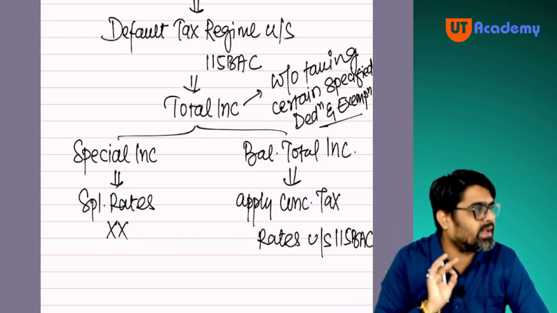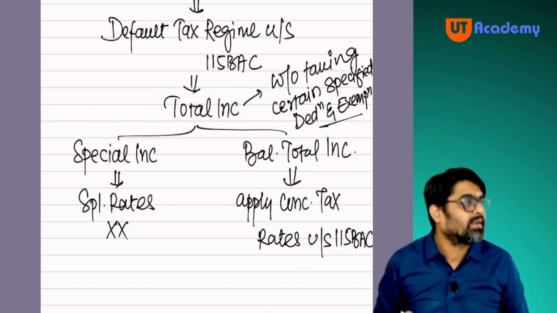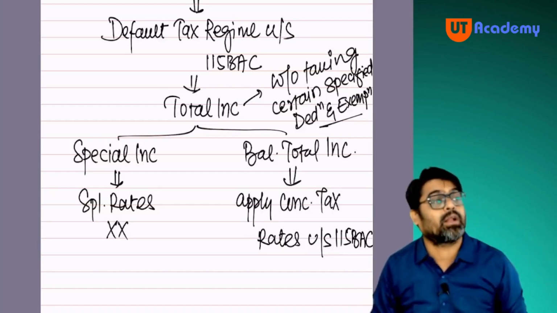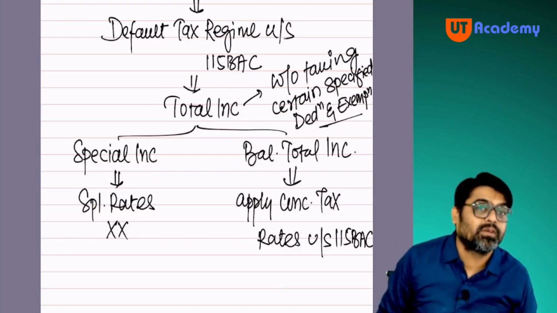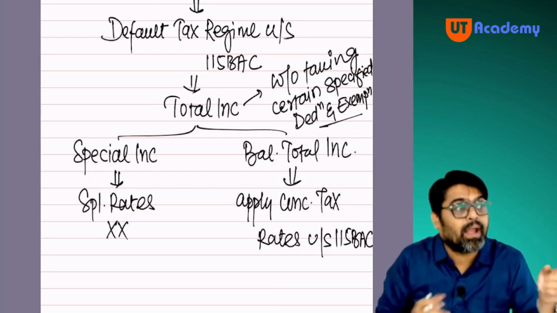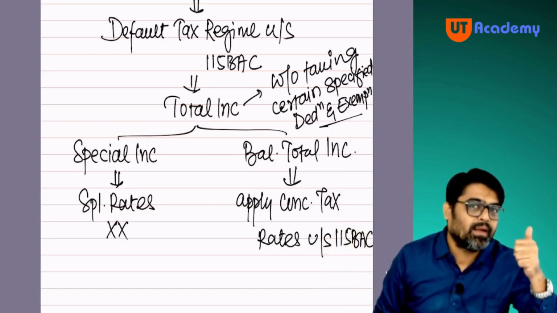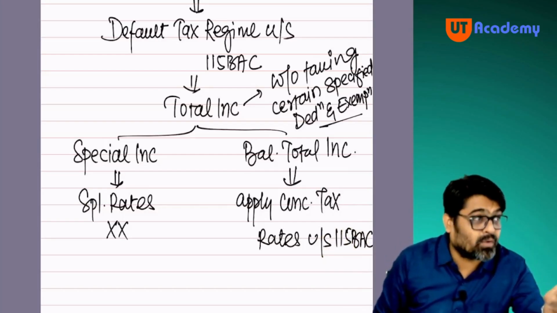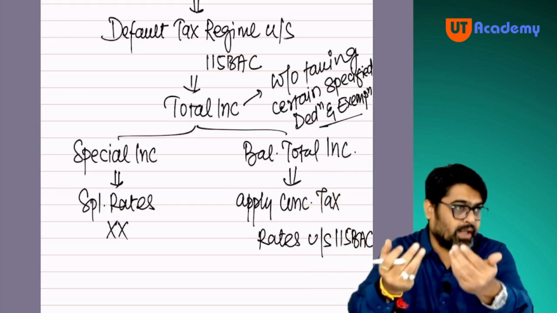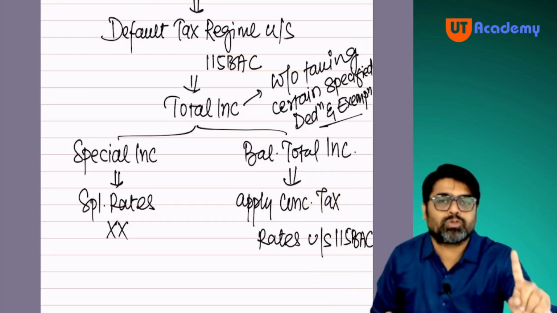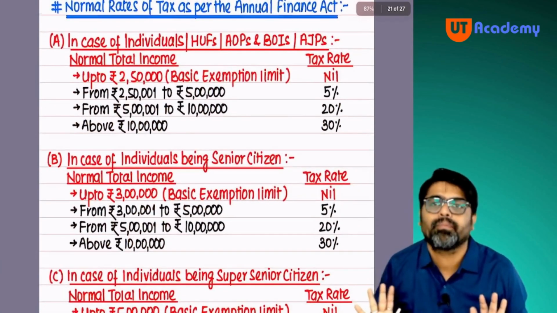But right now, did you get a basic idea about all these things? So we are right now discussing the tax rates. Which tax rates are we discussing right now? Are we discussing the default tax rates of 115BAC, or the normal tax rates? And these tax rates you are going to apply only if you shift out of 115BAC. If you want to claim deductions and exemptions while calculating your total income, then shift out, claim those deductions and exemptions, calculate your total income, and on that total income you are supposed to apply normal rates. And these are the normal rates which we have just now discussed. Everyone, will you remember this?